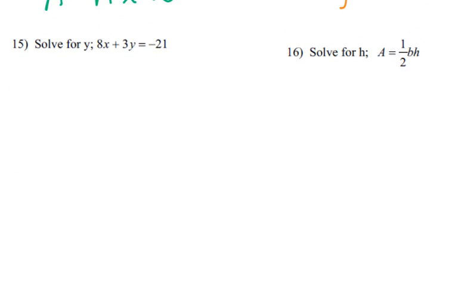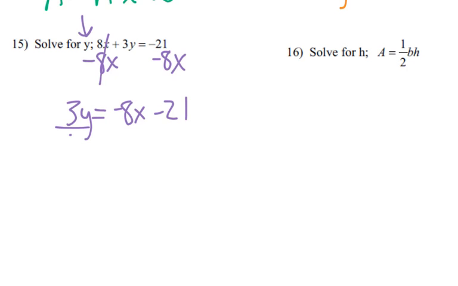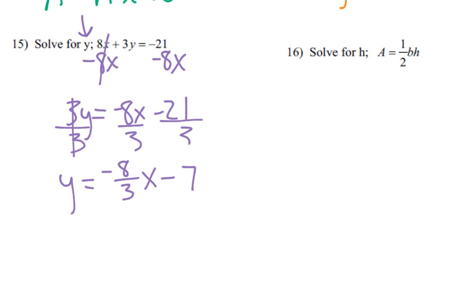Okay, number 15, same idea, solving for y. So we start off by subtracting 8x on both sides. We get 3y equals negative 8x minus 21. Then we got to divide everything by 3. So we get y equals negative 8 divided by 3 x minus 7, because 21 divided by 3 is 7. Now you could change that to a decimal if you really wanted to, but you don't have to.